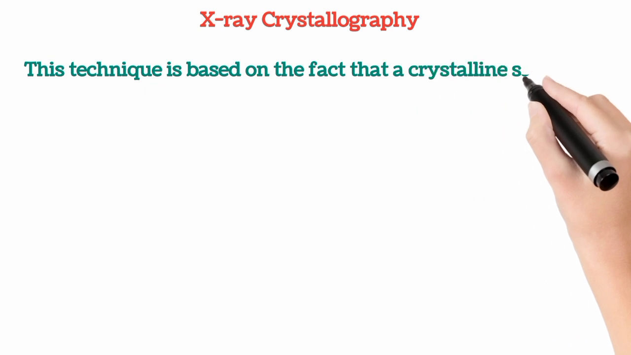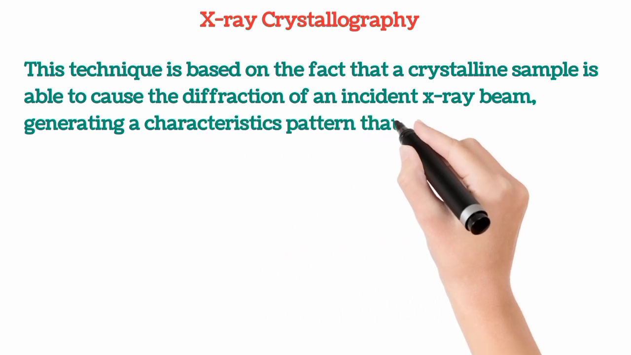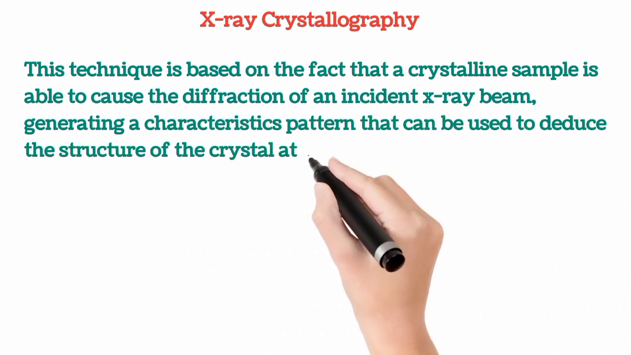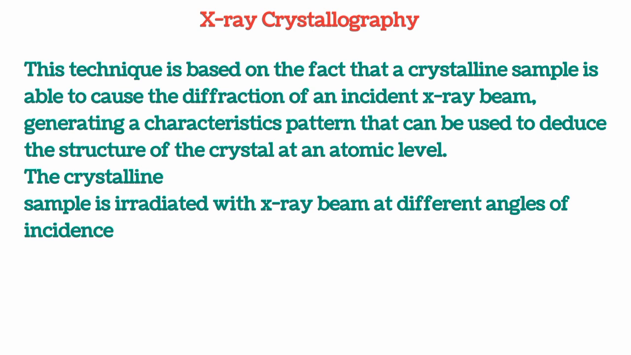Then we have X-ray crystallography. This technique is based on the fact that a crystalline sample is able to cause the diffraction of an incident X-ray beam, generating a characteristic pattern that can be used to deduce the structure of the crystal at an atomic level. The crystalline sample is irradiated with an X-ray beam at different angles of incidence. So in X-ray crystallography, the X-ray diffraction patterns are used in deducing the structure of the crystal at an atomic level, and that leads to the elucidation of the structure of the biomolecules. So you see, in this case, we are using the X-ray diffraction pattern of the molecules and employing that in understanding the 3D structure.